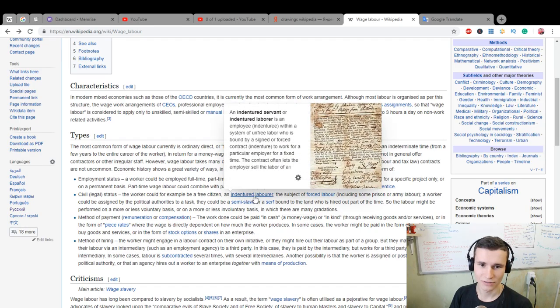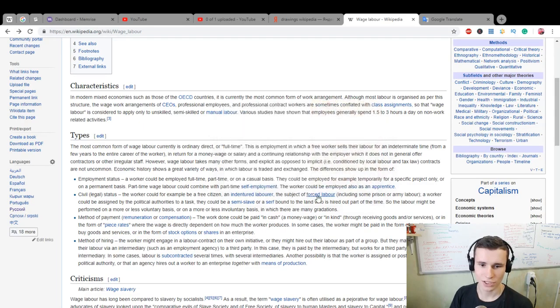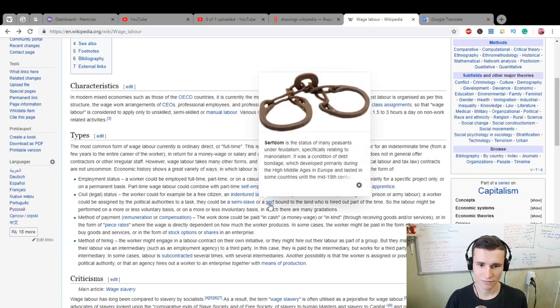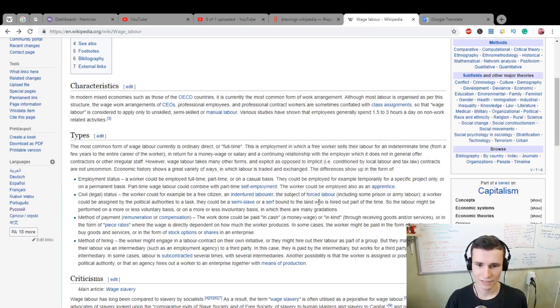Civil legal status. The worker could, for example, be a free citizen and indeterminate labor. Or an employee within a system of unfree labor who is bound to sign a work contract. Okay. The subject of forced labor, including some prison or army labor. A worker could be assigned by the political authorities to a task. They could be a semi-slave or a serf bound to the land who is hired out part of the time.